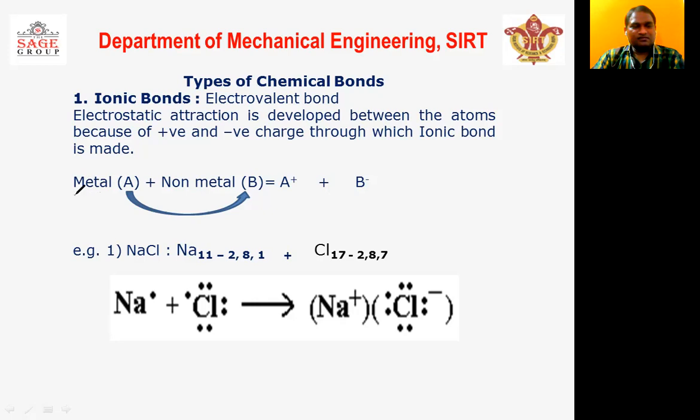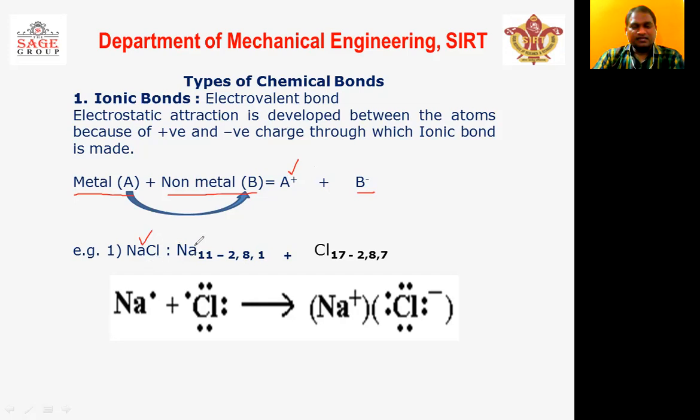So we have metal A and non-metal B. When the valence electron goes to the non-metal B, a positive charge is developed on A. And when the non-metal B receives the electron from metal A, it gains a negative charge. So there is a positive charge on the metal and a negative charge on the non-metal, and because of this, electrostatic attraction is developed between them. The example of this ionic bond is NaCl.